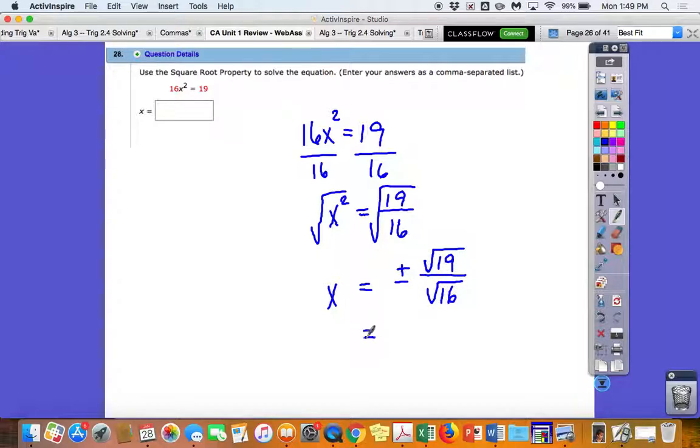which is going to work in our favor because 19 is stuck, and 16 we can do and we get a 4. And that's okay because the square root's in the top. We don't have to rationalize because there's no square roots in the bottom. So that's our two answers right there.